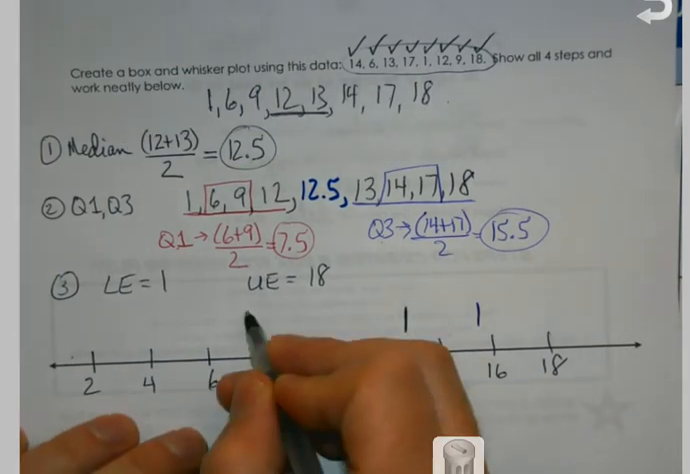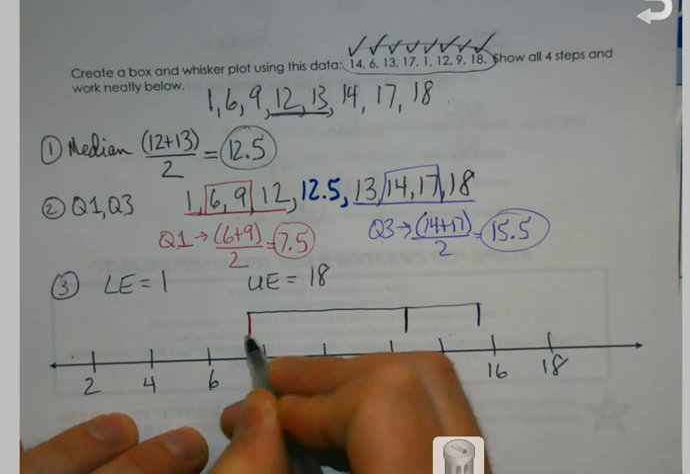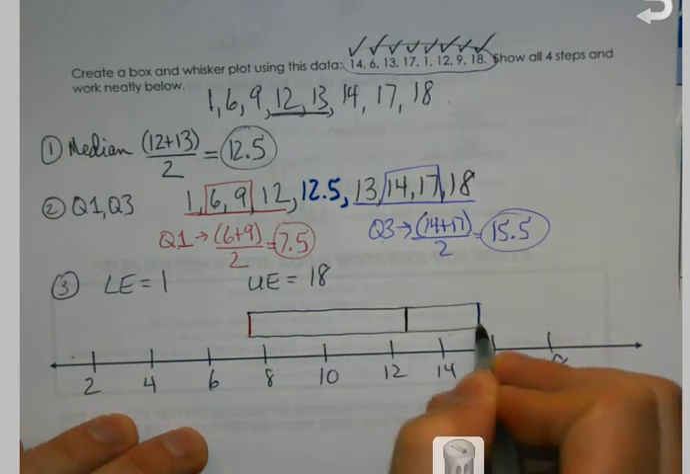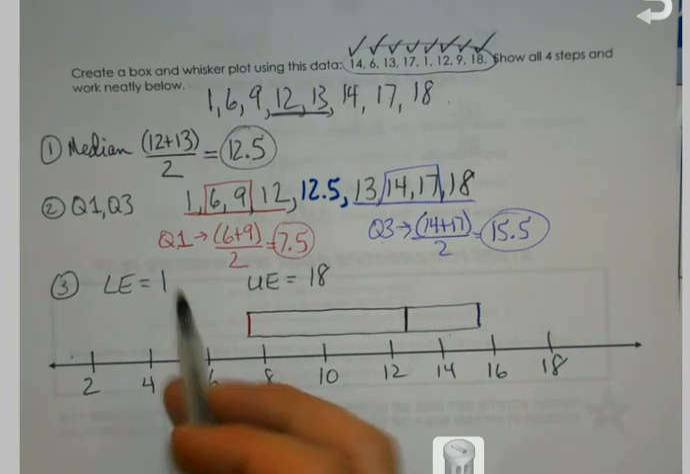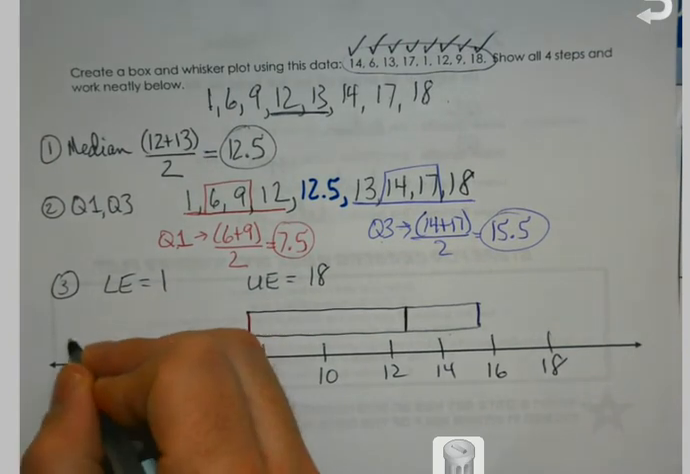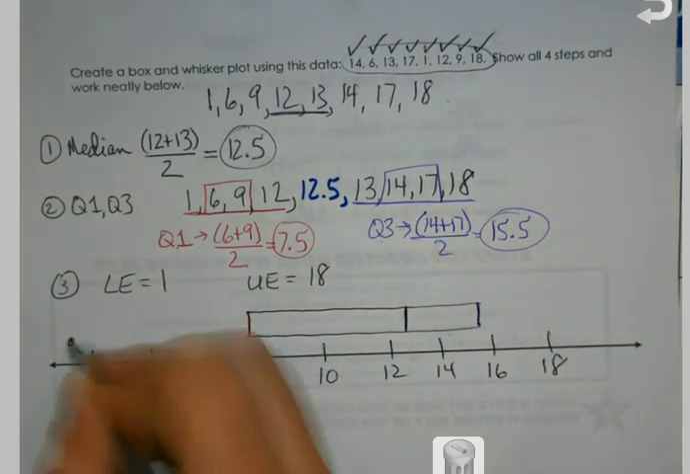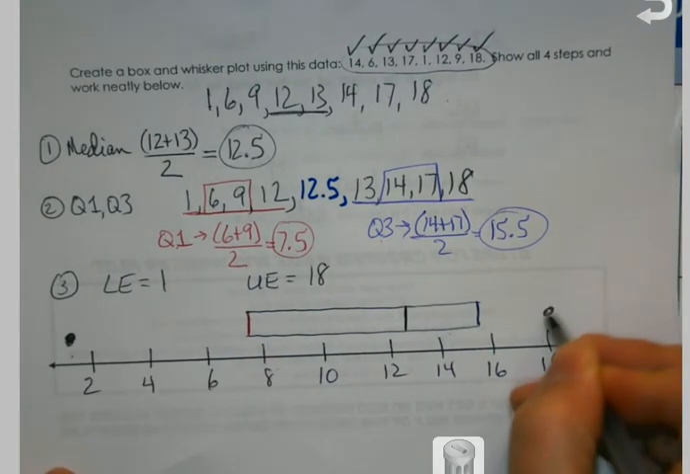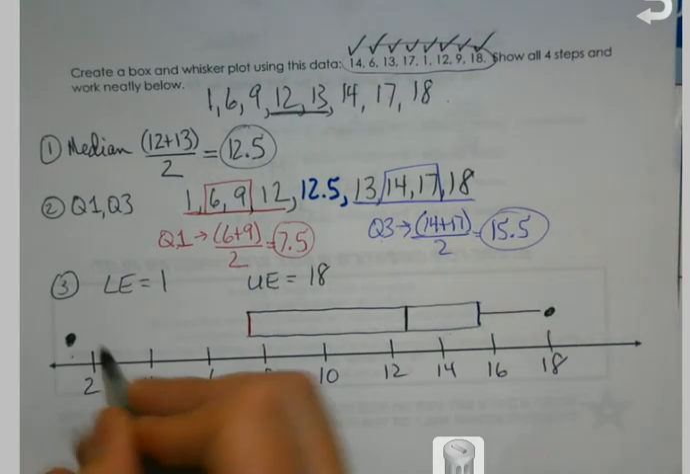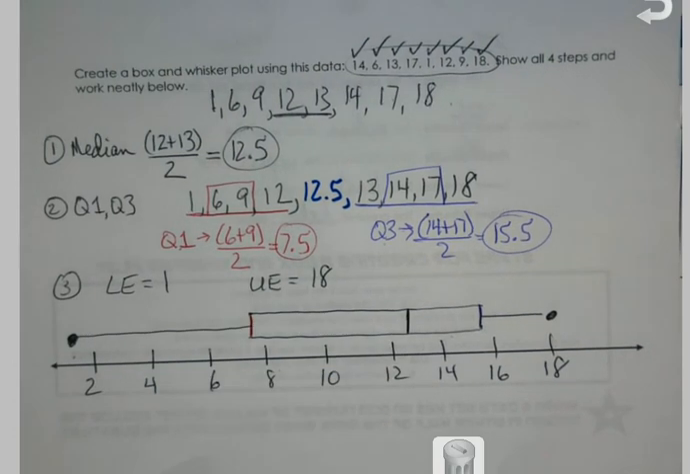Once you've got your 3 lines, we'll draw that in. And the only thing left is to put my extremes. So 1 will be way back here. 18's out here. Connect the dots to get my whiskers. And I'm ready to go.